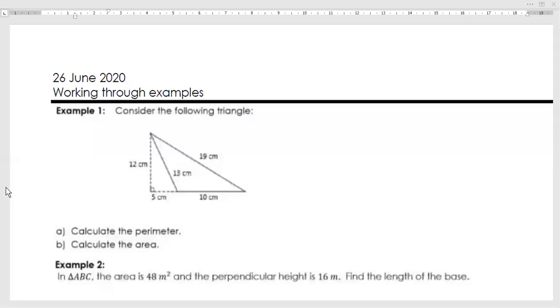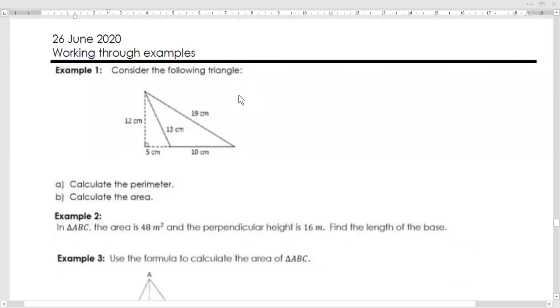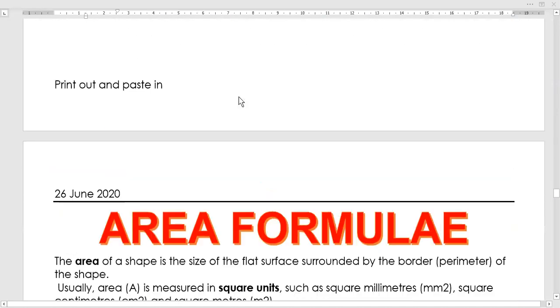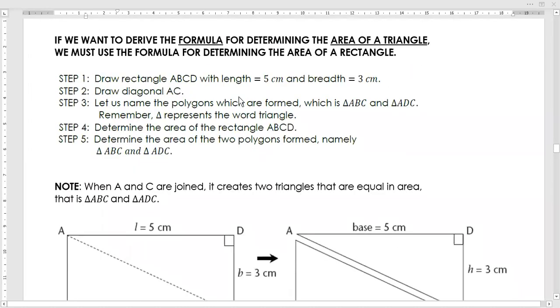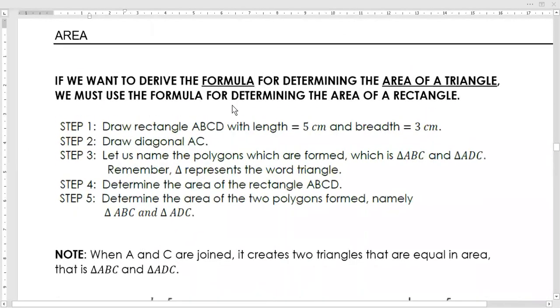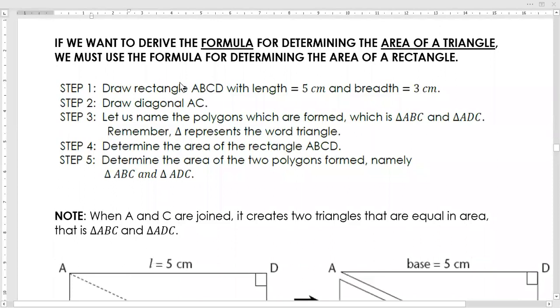All right, so basically we started with this on Friday, where we went through working examples of area. Okay, but I just want to quickly explain this to you in detail. So this was basically to show you how to draw it. So you're going to draw a rectangle. So in order to find the area of a triangle, the formula for it, you draw a rectangle first.